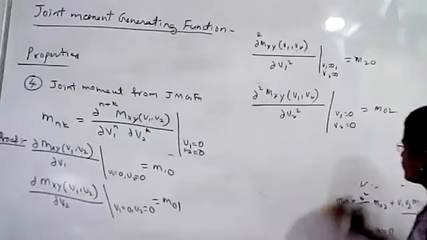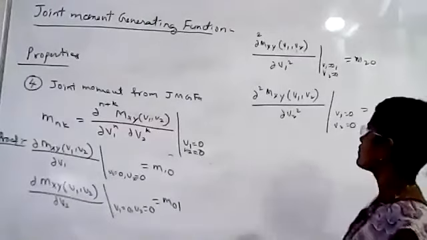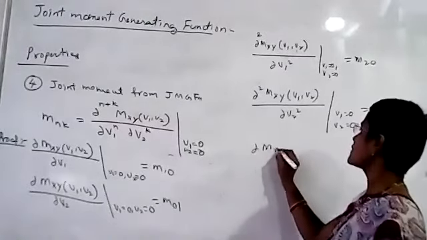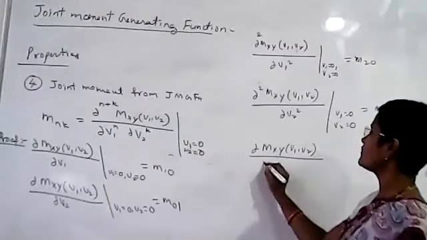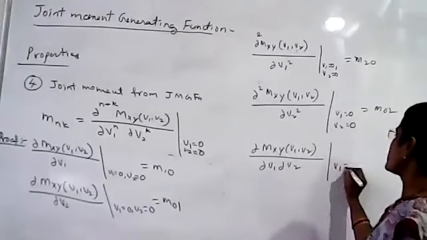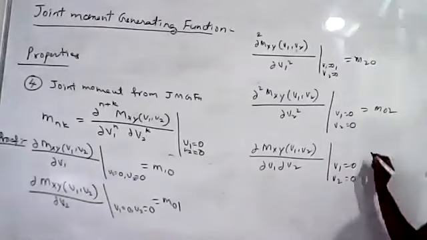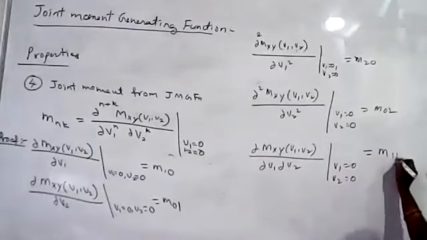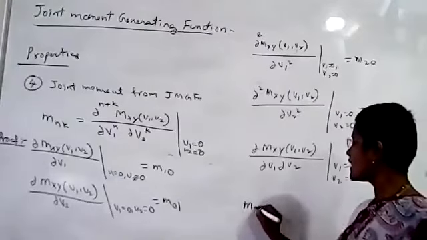Now if you do partial differentiation with respect to both v1 and v2 of mxy of v1 comma v2, and substitute v1 is equal to 0, v2 is equal to 0, we get m11. By comparing all this, we can write m n k.